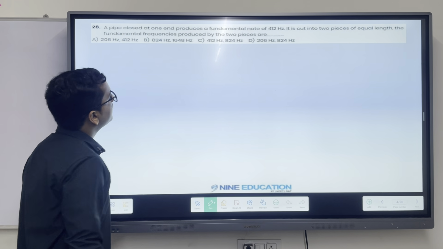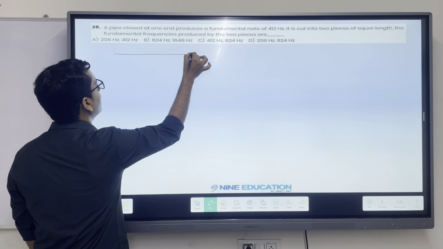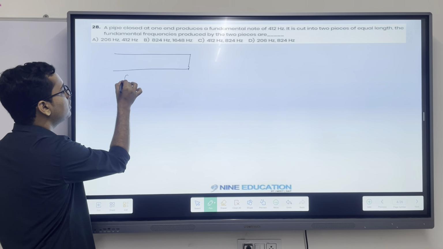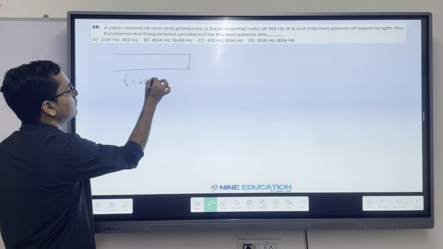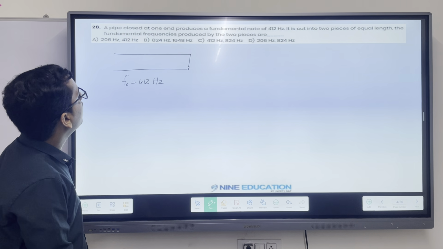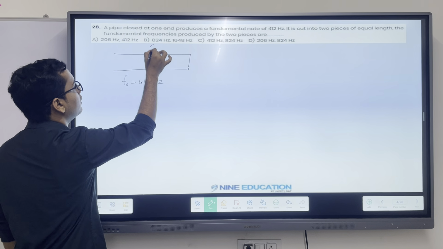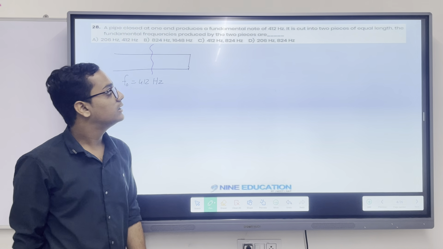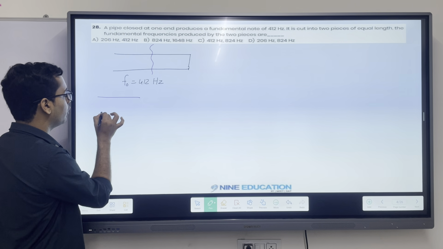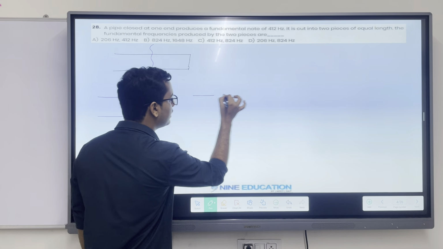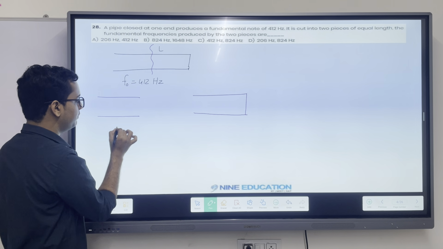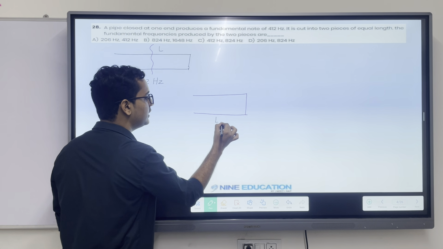Next one. A pipe closed at one end produces fundamental note of 412 hertz. It is cut in two pieces of equal length. The fundamental frequencies produced by the two pipes are? So if you cut this pipe into two equal lengths, what will happen? There is going to be one open organ pipe and another one is going to be the closed organ pipe. Let's say this length is L, this length is L by 2, this length is also L by 2.